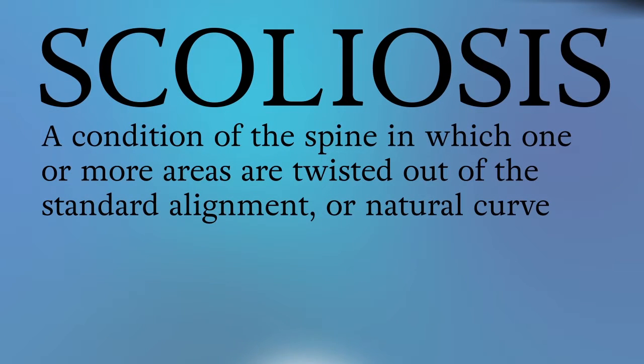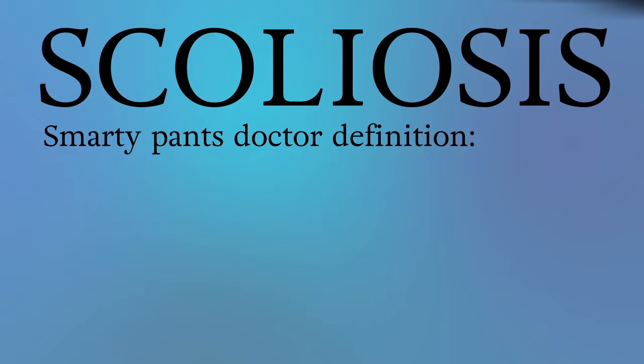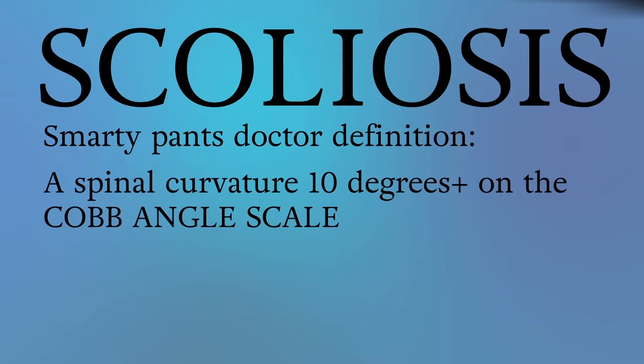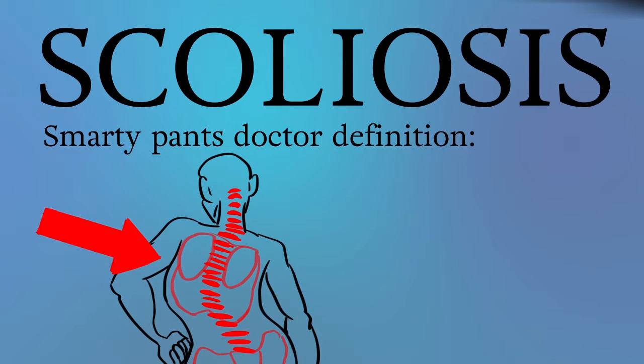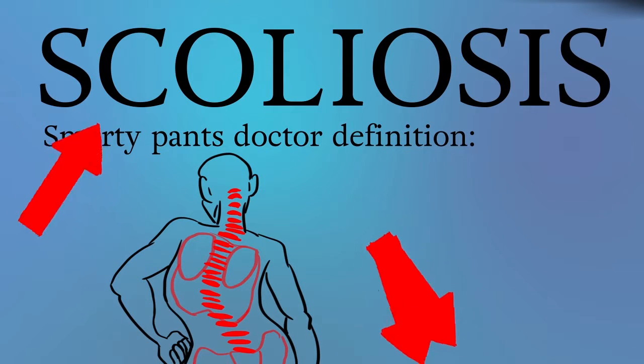Scoliosis is a condition of the spine in which one or more areas are twisted out of standard alignment. The UC Davis medical system describes scoliosis as a spinal curvature of more than 10 degrees on the Cobb angle scale. The curve can be in any part of the spine and in any direction or angle, with the severity varying on a case-by-case basis.